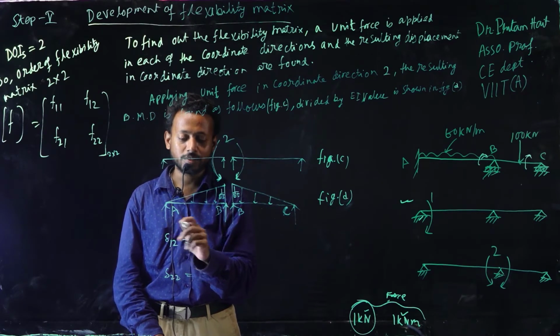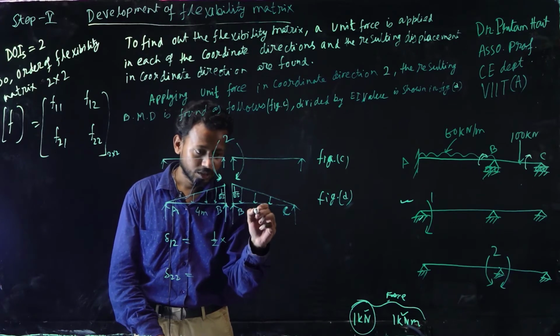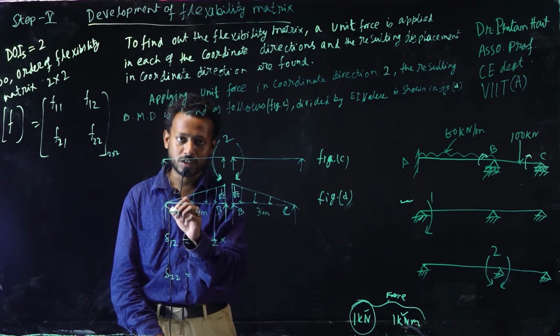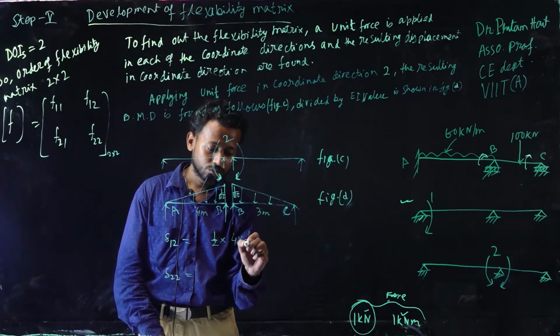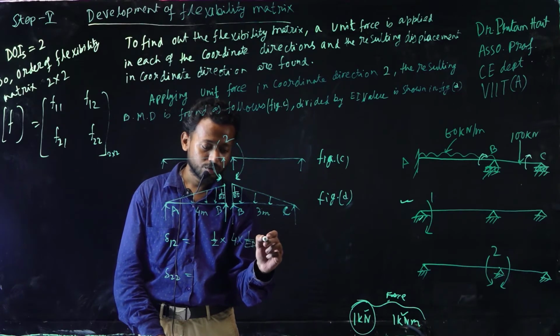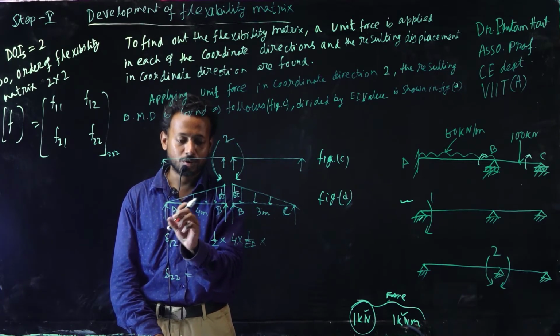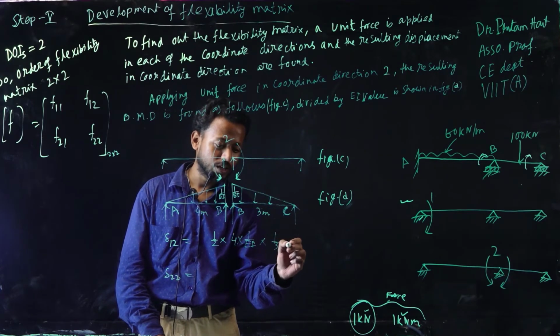The reaction will be half. This is 4 meter, this is 3 meter. Okay, so reaction at this point, one coordinate direction, will be half into base into altitude into how much? I am calculating RA, so I have to multiply 1/3. So I will multiply 1/3.